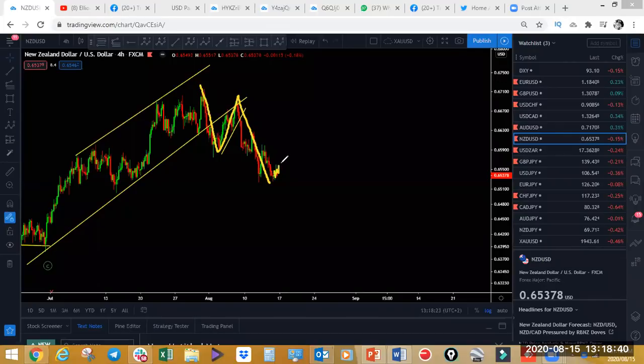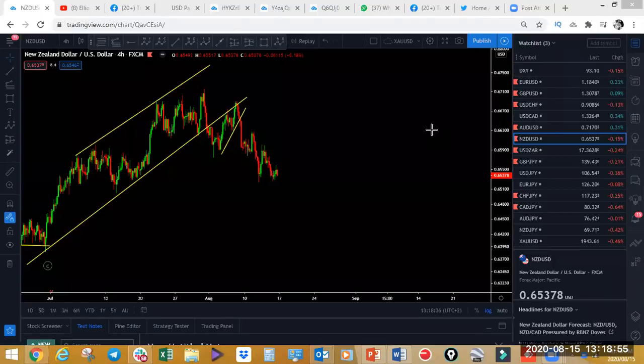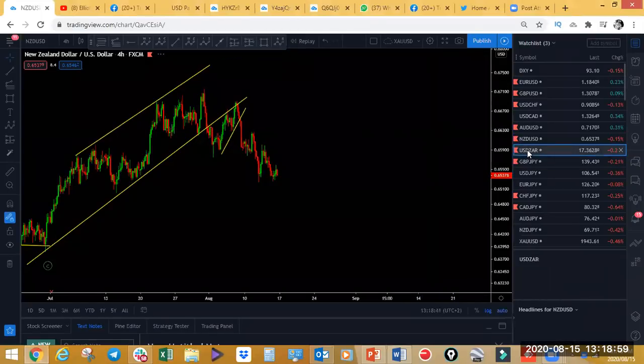And as it is now, we are expecting that the New Zealand is going to continue to the downside, a bit of a move to the downside like that. Whether this is going to be a 3-wave move and continuation to the upside, we're going to determine that when we get around this level. But New Zealand in the next coming week will be weak, will continue to show weakness.